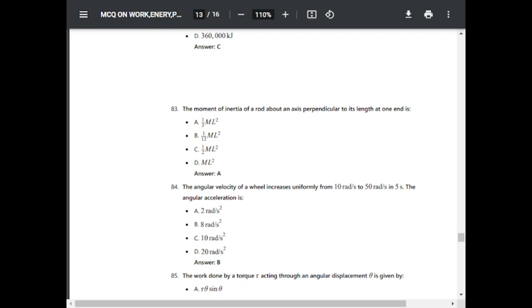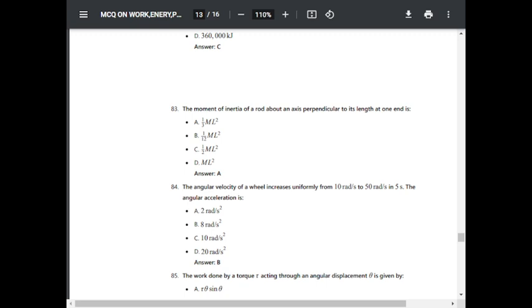Question number 84. The angular velocity of a wheel increases uniformly from 10 radian per second to 50 radian per second in 5 seconds. The angular acceleration is (50 minus 10) by 5, that is 40 by 5, equal to 8 radian per second square.